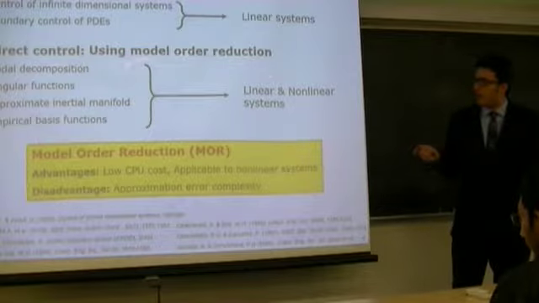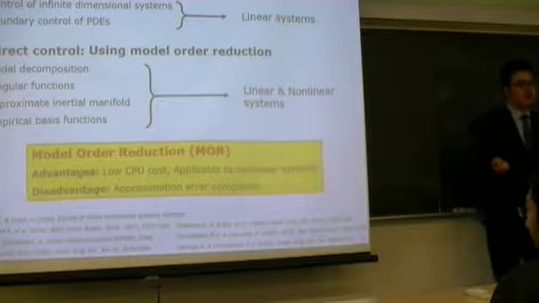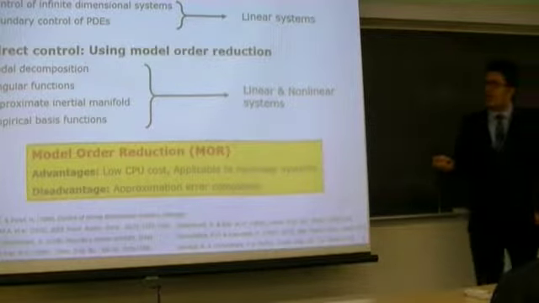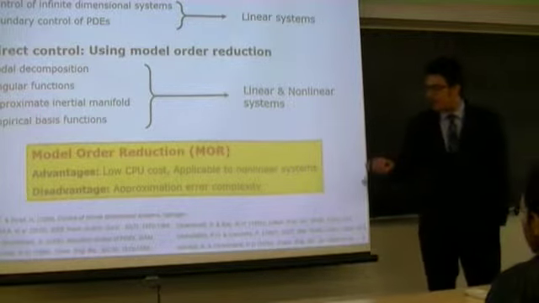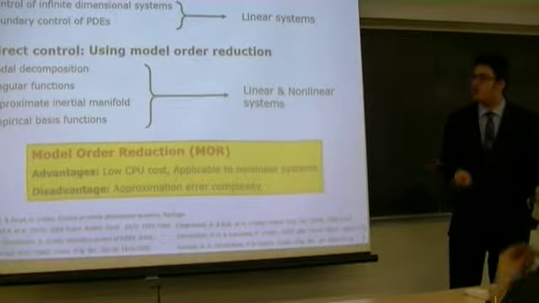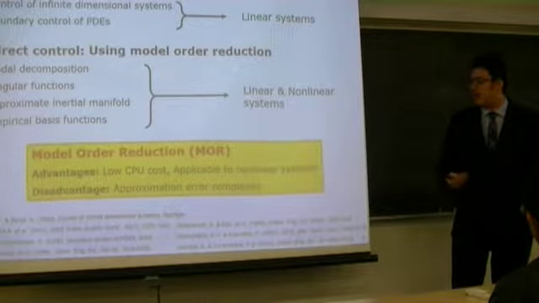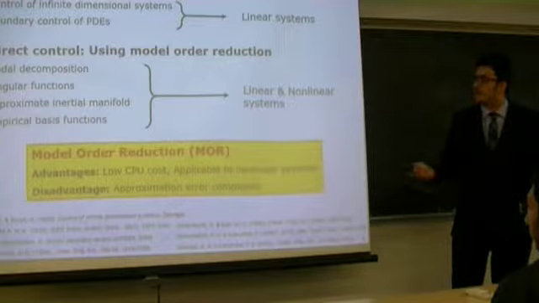But the only problem with this type of control method to address the control of distributed parameter systems is the approximation error complexity that I'm going to discuss in the first part of this talk, and I'm going to show you how we could improve the approximation accuracy during the process evolution.